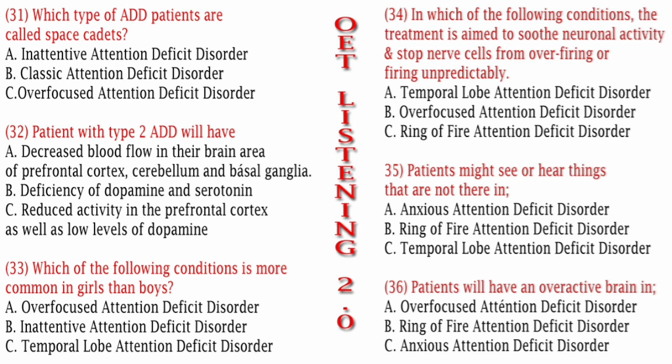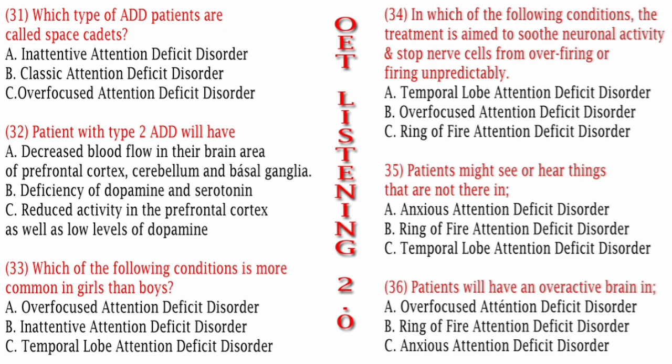Type 3. Over-focused attention deficit disorder. People with over-focused attention deficit disorder have a deficiency of dopamine and serotonin. The aim of treatment is to increase both these neurotransmitters, the nervous system's chemical messengers.